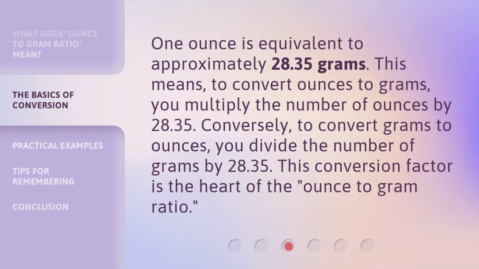1 ounce is equivalent to approximately 28.35 grams. This means, to convert ounces to grams, you multiply the number of ounces by 28.35. Conversely, to convert grams to ounces, you divide the number of grams by 28.35. This conversion factor is the heart of the ounce to gram ratio.